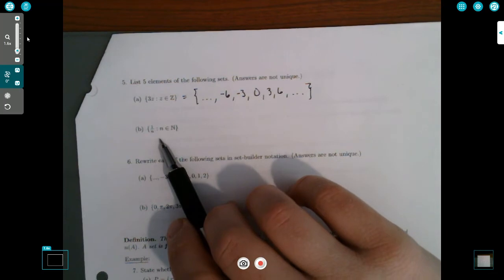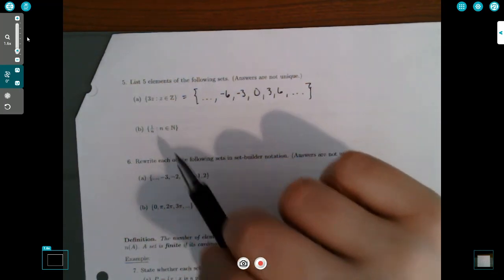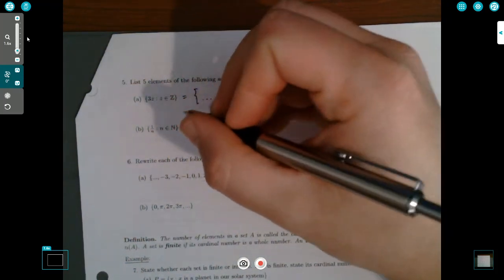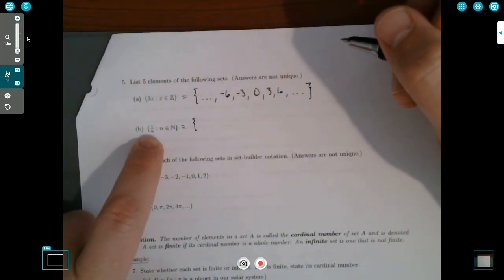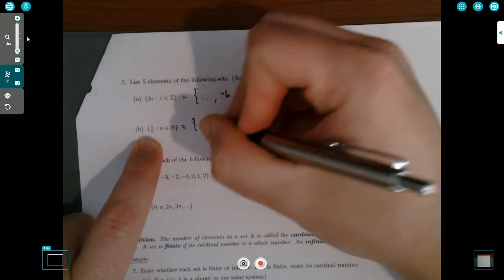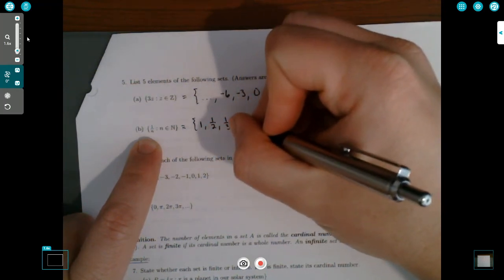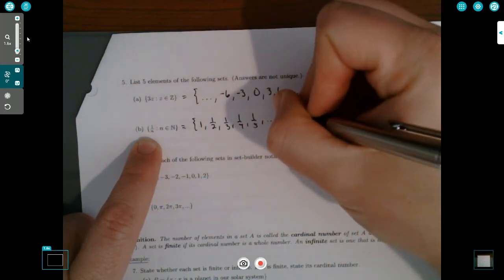Okay, here's another one. The set 1 over n, where n is a natural number. Natural number means the positive whole numbers. So I'm just going to start at the beginning and say, if I plug in 1, I get 1 over 1, which is 1. If I plug in 2, I get 1/2. If I plug in 3, 4, 5, and then this is going to go on and on and on forever.